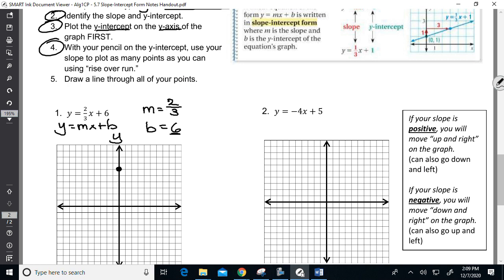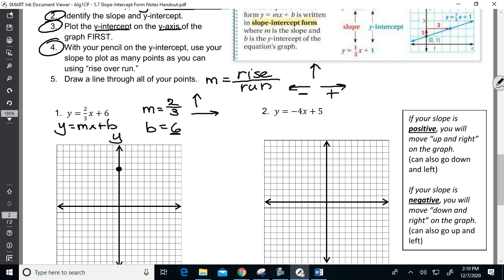Step 4, with your pencil on the y-intercept, use your slope to plot as many points as you can using rise over run. So remember, rise over run means you're going up and you're going either left or right. You go left if your slope was negative. You go to the right if your slope was positive. So since your slope is positive 2/3, you're going to go up 2 and to the right 3.